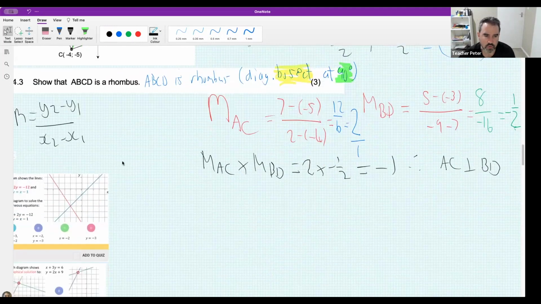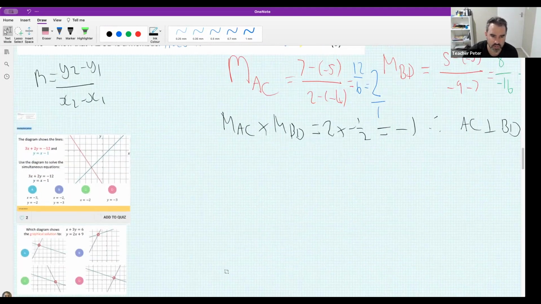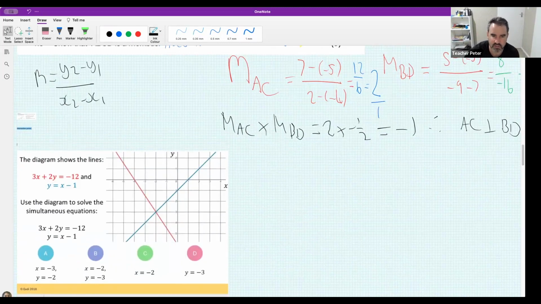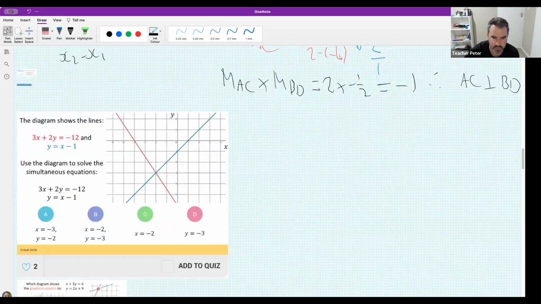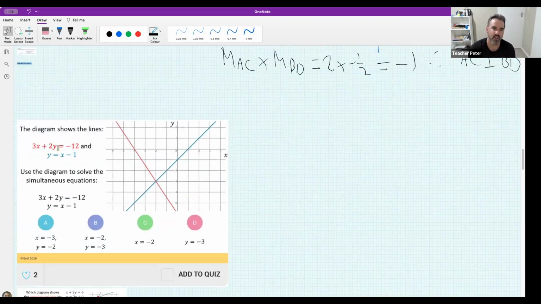So let's just do one. I want to do one of these, and then I'll do collinearity, and then we call it a day. Another type of question that comes up sometimes is intersection points. This says the diagram shows the lines 3x plus 2y equals minus 12. We'll call that the yellow one, and then we'll call that the green one there.